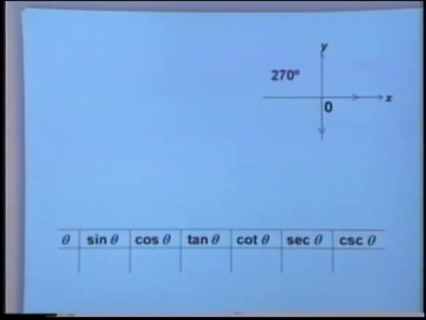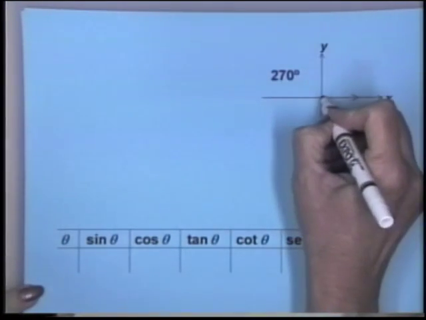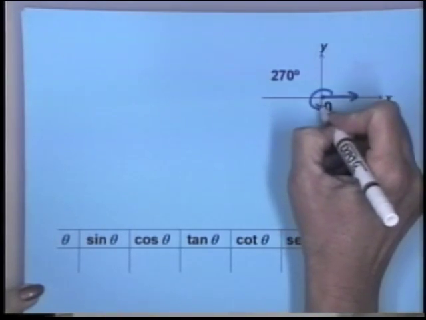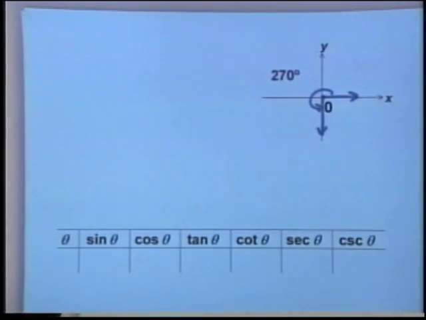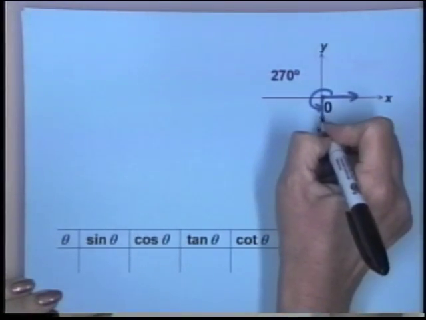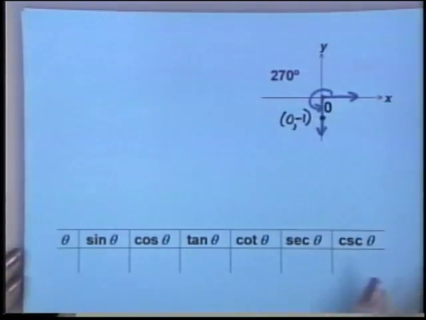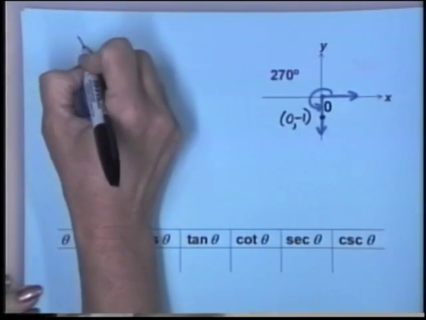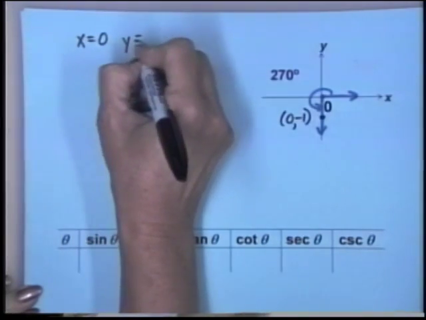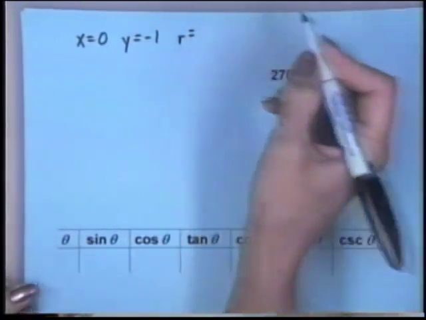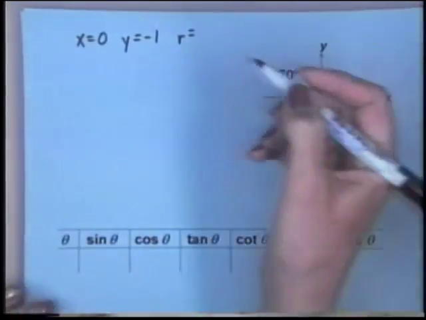Okay, let's finish up the quadrantal angles by looking at the trig functions of 270 degrees and 360 degrees, and we'll summarize what we found. For 270 in standard position, choosing a point on the terminal side, I'll choose the point 0, -1. X is 0, y is -1, r would be this distance, which would be 1.